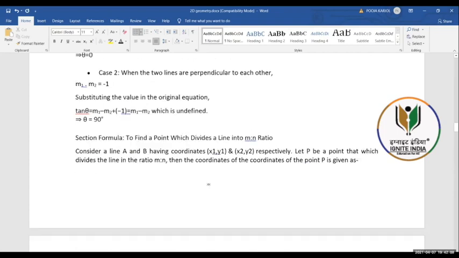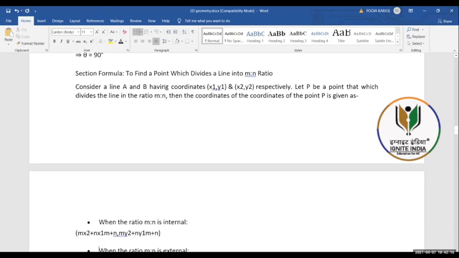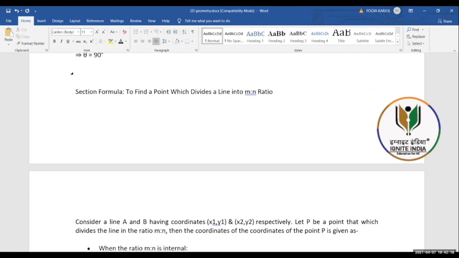Section formula. What is section formula? It means to find a point which divides a line in the ratio m is to n. Okay.